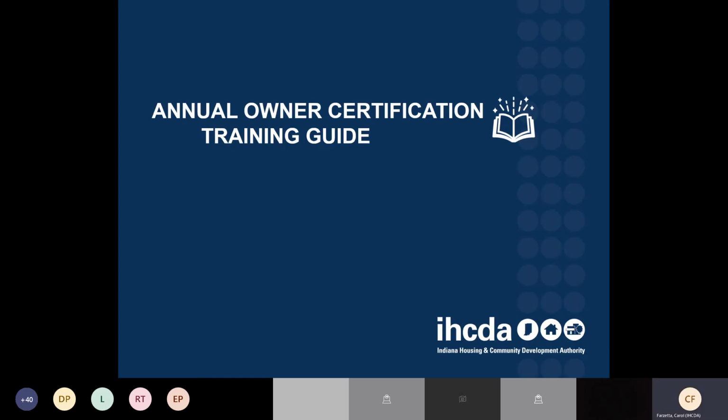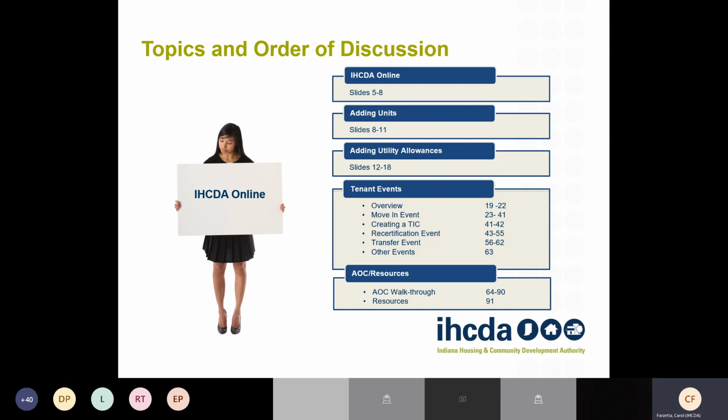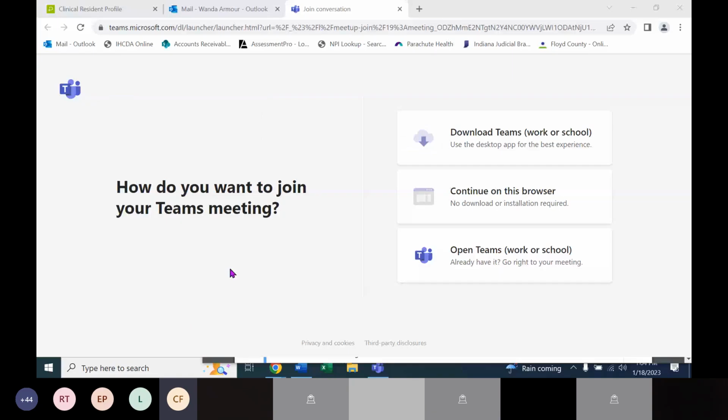So in order to do a successful annual owner certification, some of the key steps that we need to first explore are going to be how to navigate through IHCDA Online. This slide shows the order of what we will be discussing today, and in the slides that will be available for you as a reference if you need to go back and review just certain sections specifically instead of the entire presentation.